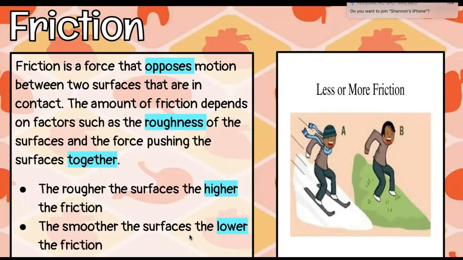Friction plays a big role in the motion of an object. Friction is a force that's going to oppose motion, right? It's going to want to slow things down. Friction wants to stop the motion between two surfaces that are in contact. So the amount of friction is going to depend on two things. One, it's going to depend on the roughness of the surfaces. Obviously, there's going to be less friction if you have a smooth surface, it glides easier, right? But if you have a rough surface, like sandpaper, there's going to be a lot of friction there. It's not going to be as easy to move on.